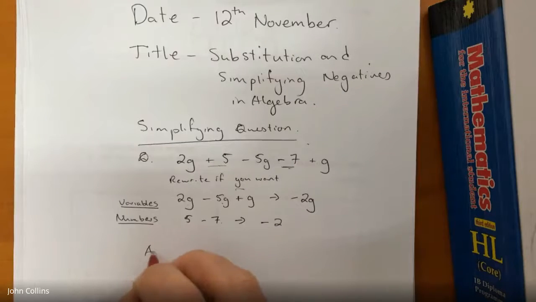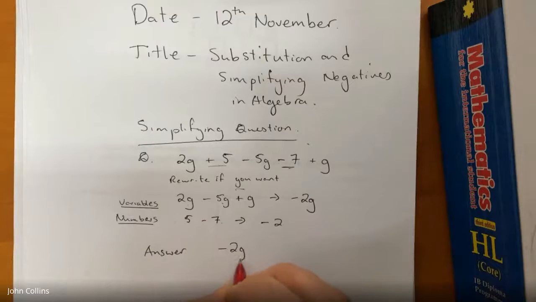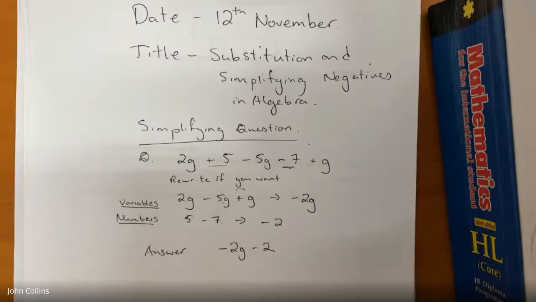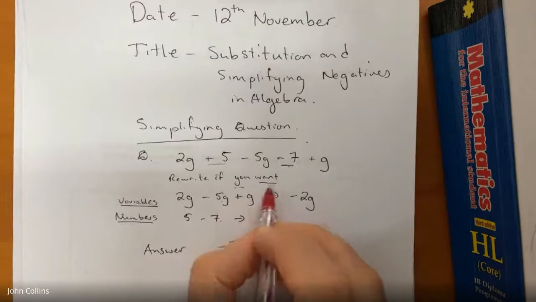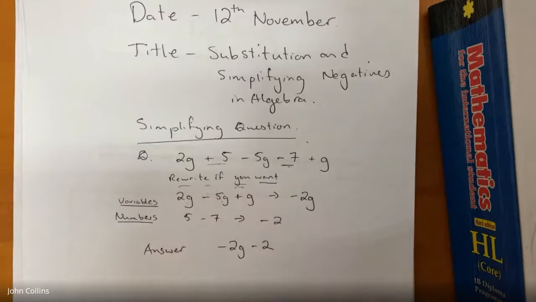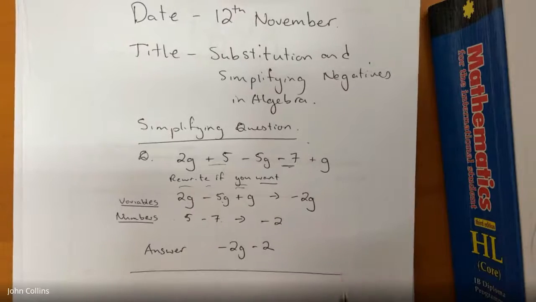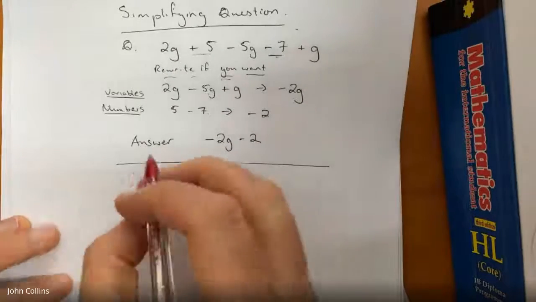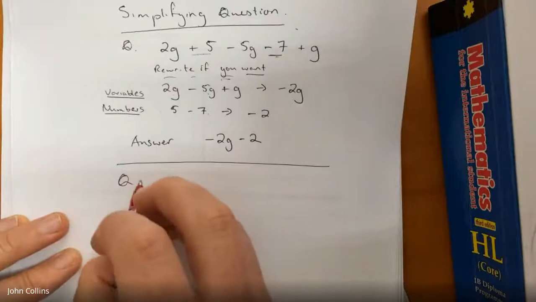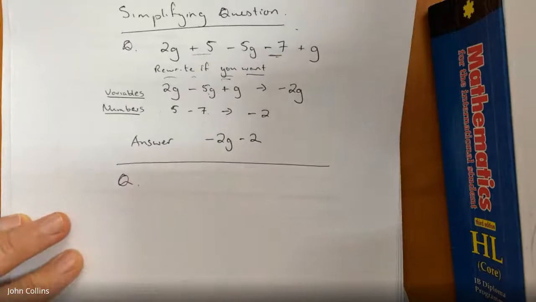What's my answer then to this? It's going to be negative 2g subtract 2, or negative 2g negative 2. Now, if you want, you can do this step. Normally, I try and get a little bit quicker and remove that step, but you can use it if you want. I'm just going to do a second example.